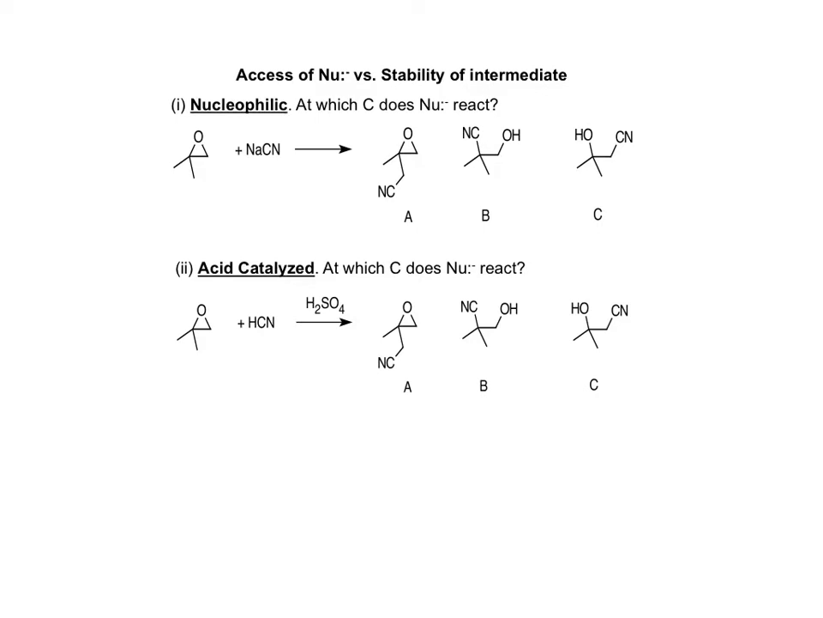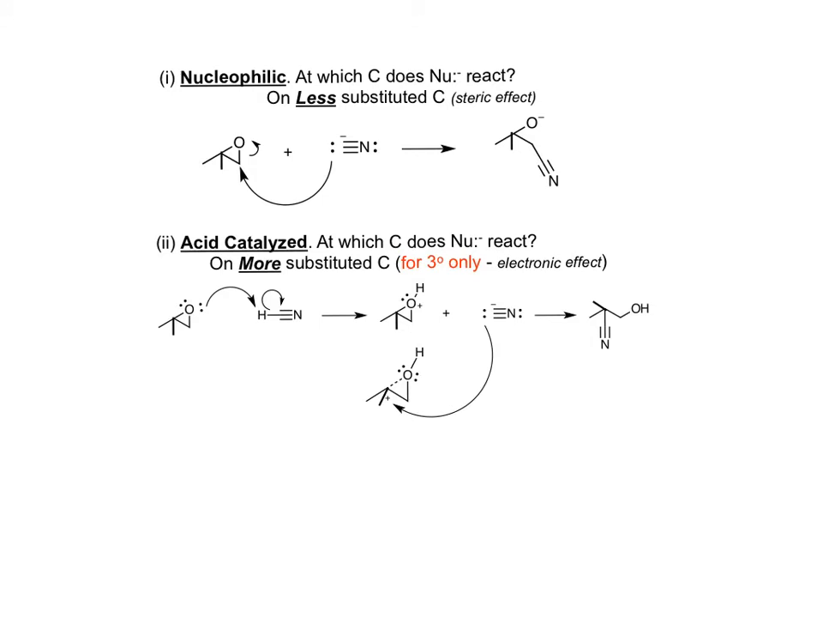So let's apply your organic chemistry skills to predict the product of each reaction. So stop the video and work on this for a minute. And the answer is on the next slide. For the first reaction, note that the nucleophile reacts with the less substituted carbon and produces the alkoxide ion. That goes on and produces the alcohol. For the acid catalyzed reaction, note that the substitution occurs at the more substituted carbon, but it's only for tertiary compounds only. Note the stability of the tertiary carbocation.